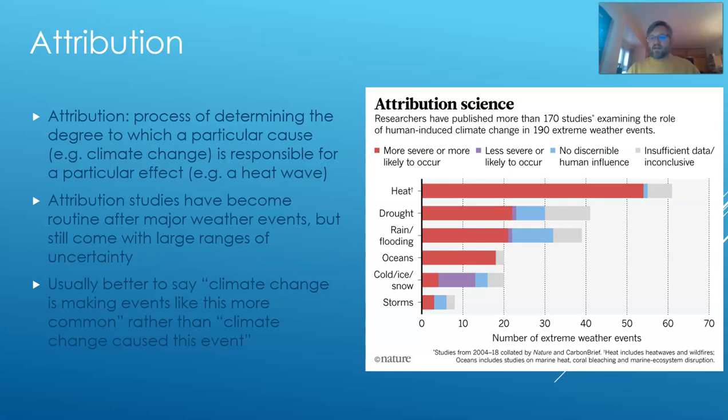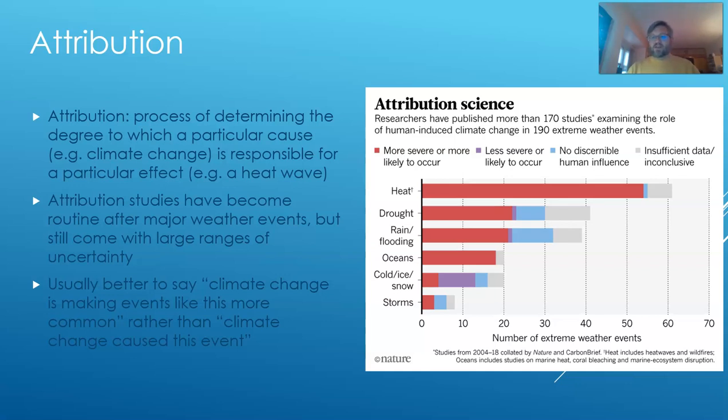Oceanic events, mostly attributed to climate change. You see cold, ice, and snow events. The majority of those attribution studies have concluded that climate change made those less likely to occur, which should make sense, right? Climate change is making it warmer, so that should make cold snaps and stuff less likely to occur, and then just general storms there at the bottom. So this is just summarizing what studies have been done. But you see most of these attribution studies have concluded that climate change is making the events that they looked at more severe, more likely to occur.